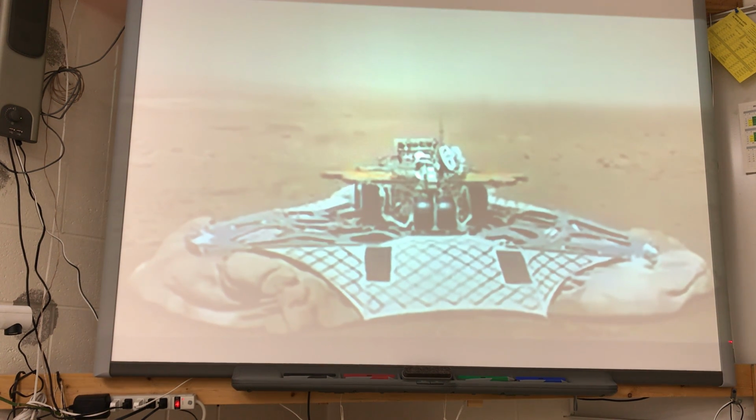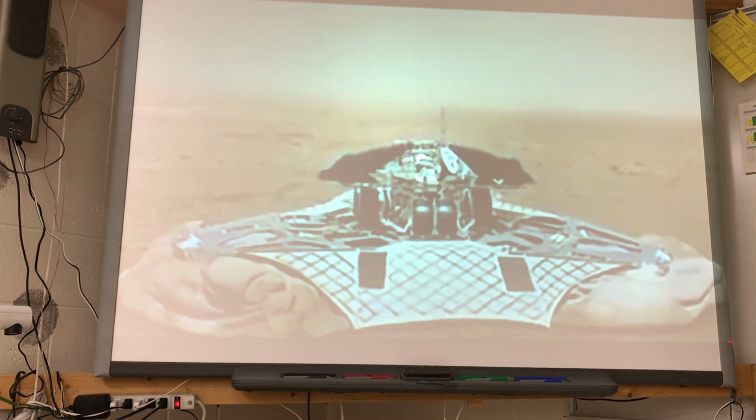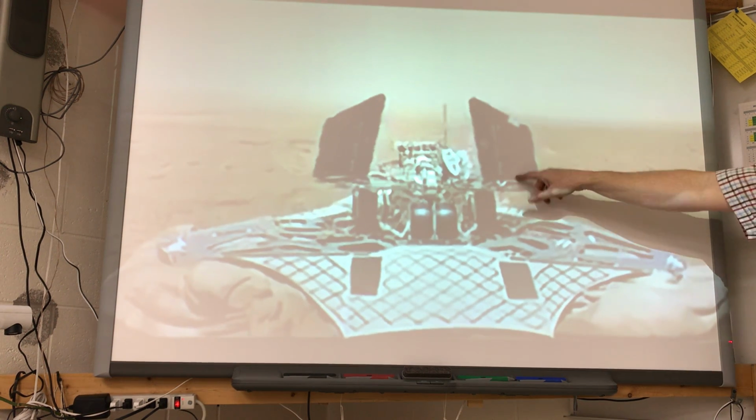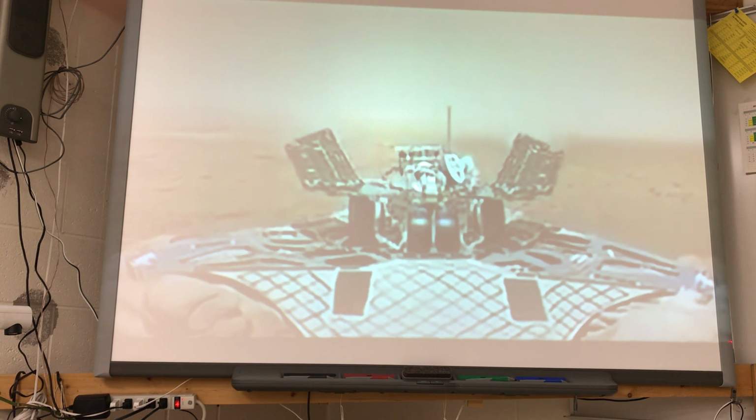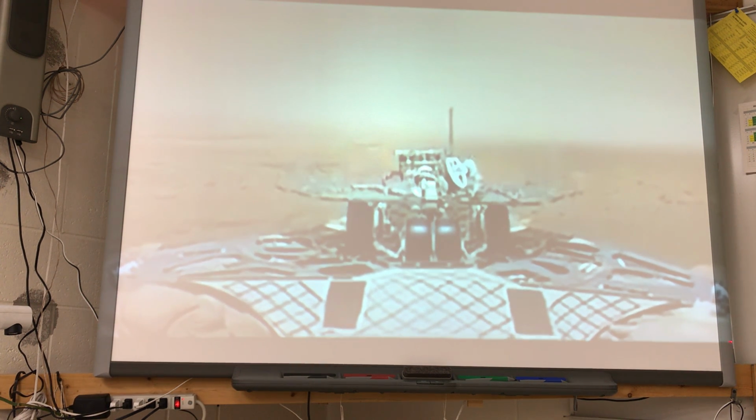So that was the Spirit rover. Spirit, yeah. So the guy who talked, he's like, I designed that. He was all proud at that moment, because he deployed the mechanism to deploy the solar panels. Okay, so that's that one.